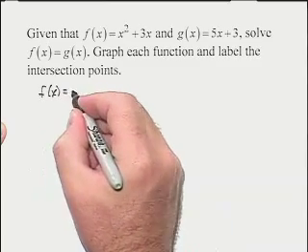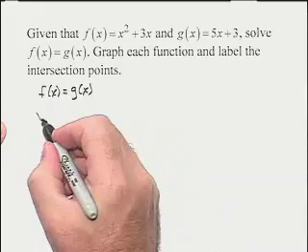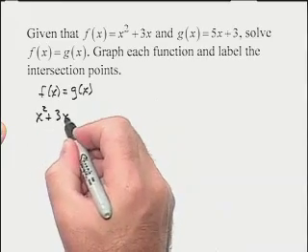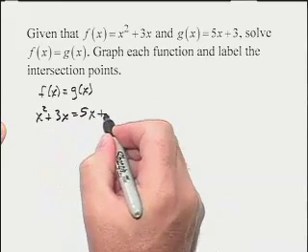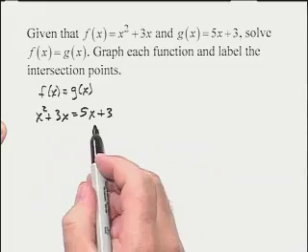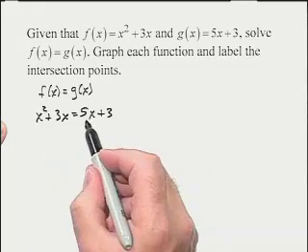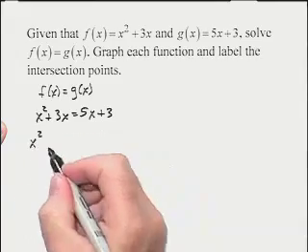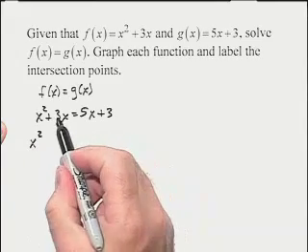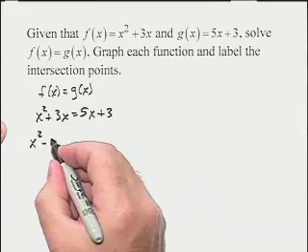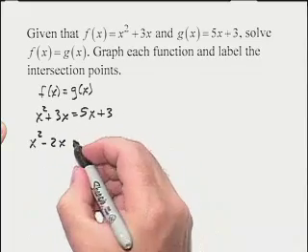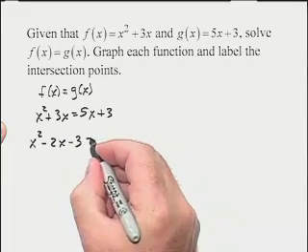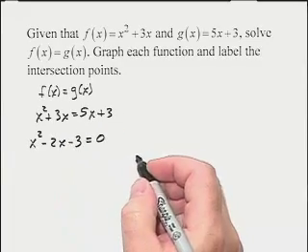I'm going to solve f of x equals g of x, which means we need x squared plus 3x to equal 5x plus 3. I want to move everything to the left side by subtracting 5x and subtracting 3 from both sides. So we'll have x squared. If I subtract 5x, we'll get 3x minus 5x, which is negative 2x. If we subtract 3 from both sides, we'll have minus 3, and that all equals 0.